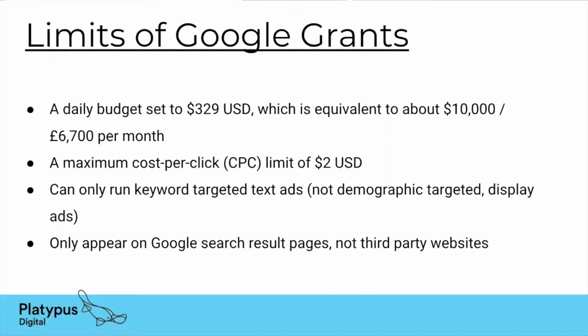So there are some limitations there, and the biggest limitation is definitely that $2 keyword limit. That really limits the sorts of searches that you can appear for, and that means that you'll only be able to appear for certain terms and not other terms, but there's still an awful lot of mileage you can get from those terms as well.